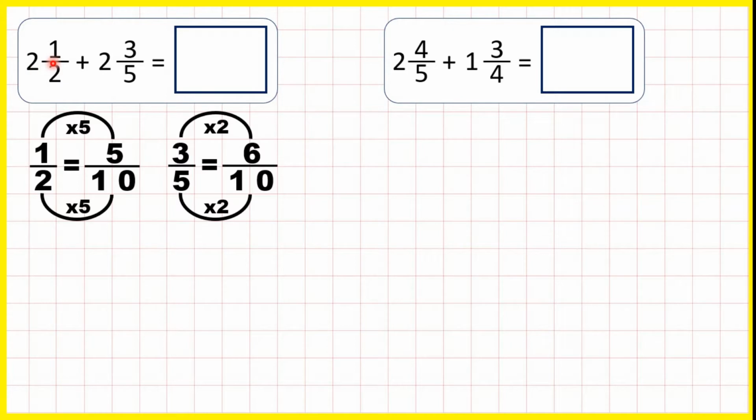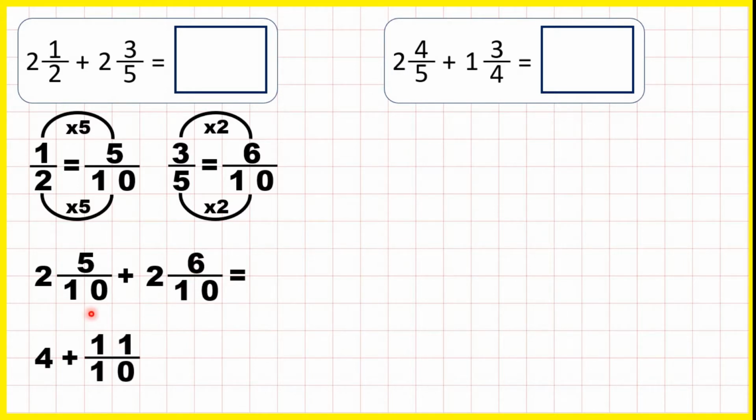Instead of 2½, we can write 2 and 5/10, and instead of adding 2 and 3/5, we can add 2 and 6/10. So 2 plus 2 is 4, and 5/10 plus 6/10 is 11/10, because remember, we keep the denominator the same. But we have a problem here. We can't write 4 and 11/10 as our answer, because we can't have an improper fraction in a mixed number. So we need to change 11/10 back into a mixed number.